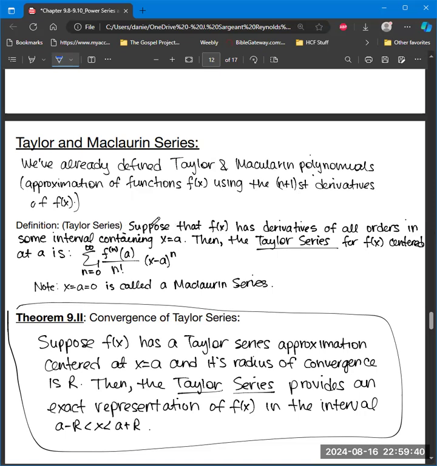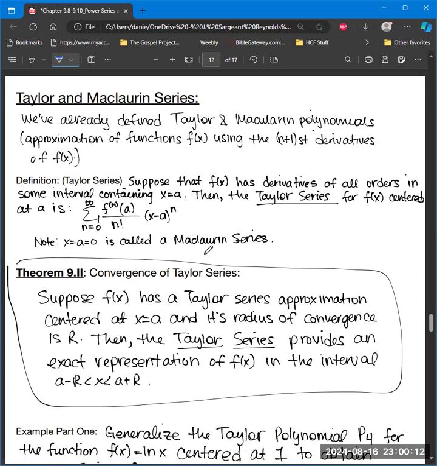So anyways, the definition of a Taylor series here: suppose that f of x has derivatives of all orders in some interval containing x equals a. So up as large as you want n to go. You can go as big as you want to with the derivatives. Then the Taylor series for f of x centered at a is the summation from n equals 0 to infinity of the nth derivative at a over n factorial times x minus a to the n. Now a equals 0 is going to be a Maclaurin series. This is just the definition for a Taylor series.